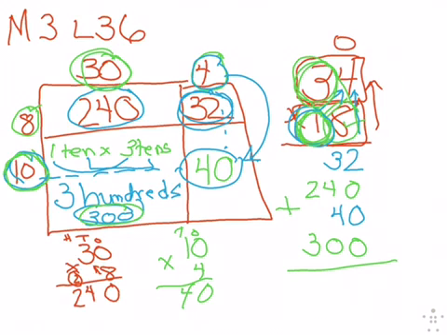And then we can add it up. 2 plus nothing is 2. 3 plus 4 is 7. Plus 4 more is 11. 2 plus 3 is 5. Plus 1 more is 6. So we determined that 34 times 18 is 612. Perfect. All right, let's do another one.